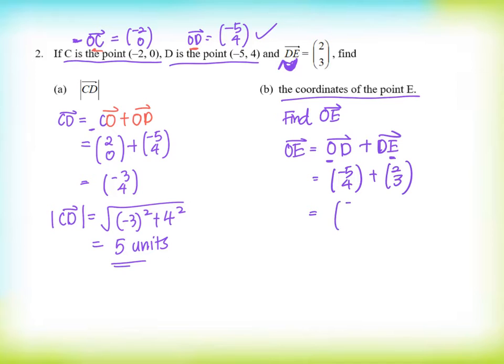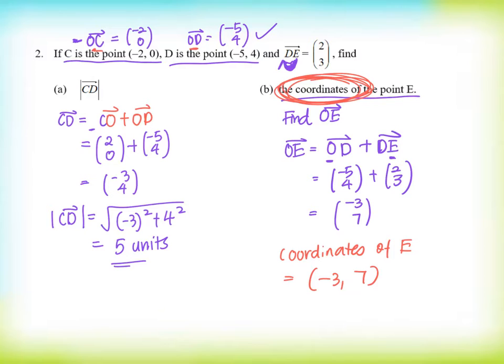Working out our answers, we got this. But going back to our question, they want the coordinates of E. So I must remember to change this back to coordinates form. So this will be the answer. X will be -3, Y will be 7. Have you gotten the answer?